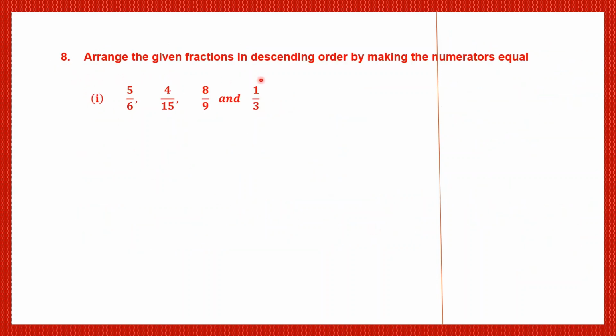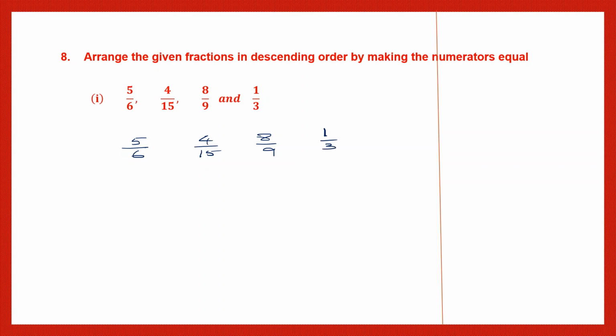Question 8. Arrange the given fractions in descending order by making the numerators equal. So this time it's the numerators that we're going to look into. So let's write down the fractions first. So we have 5 by 6, 4 by 15, 8 by 9 and 1 by 3.